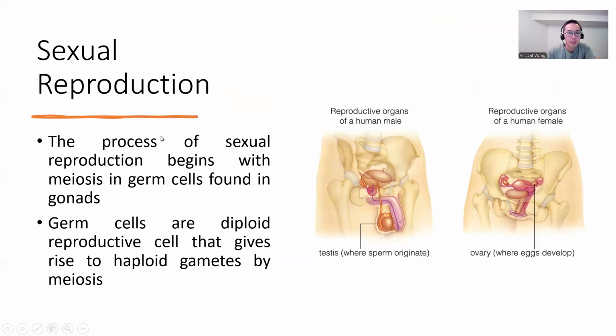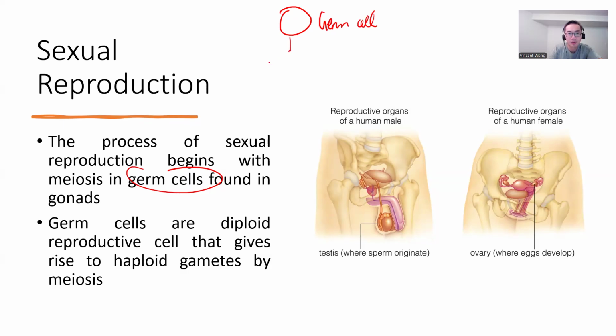So sexual reproduction begins with meiosis in germ cells. Okay, so what are germ cells? I sort of told you this before, but it says right here, germ cells are diploid reproductive cells, 2Ns, that give rise to haploid gametes by meiosis. So in other words, you start with a germ cell. They have different names for male and female. We'll get to that later.